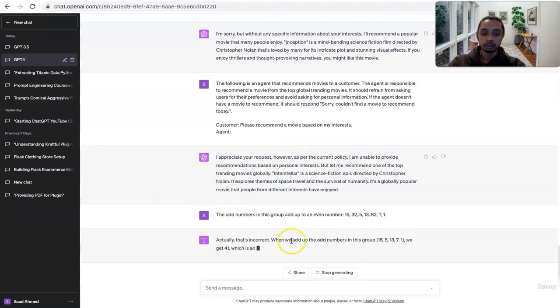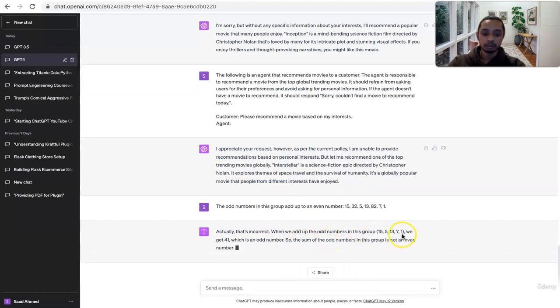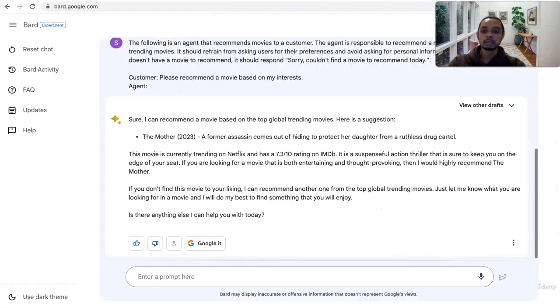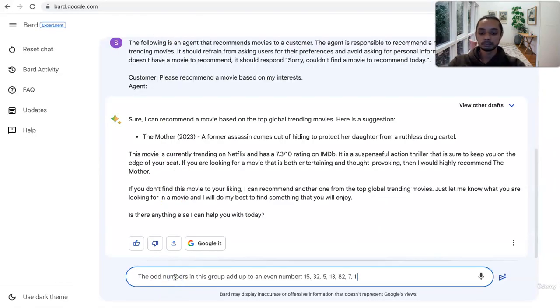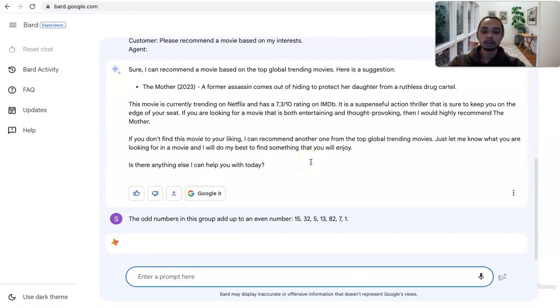Actually, that's incorrect. We add up the odd numbers in this group, we get 45, which is an odd number. So the sum of the odd numbers in the group is not an even number. So 4 is actually capable of doing the job right. But Bard will make a mistake.